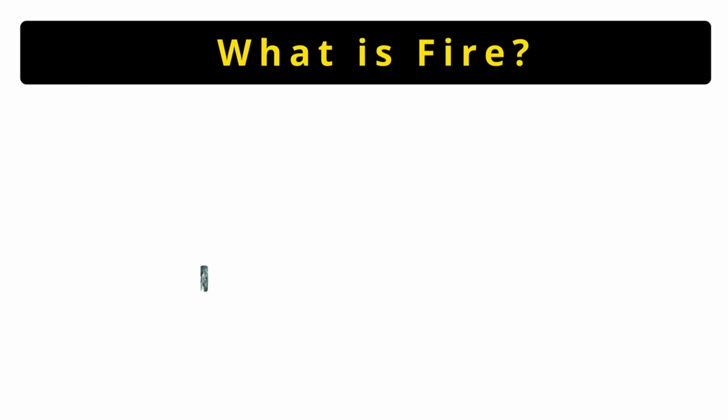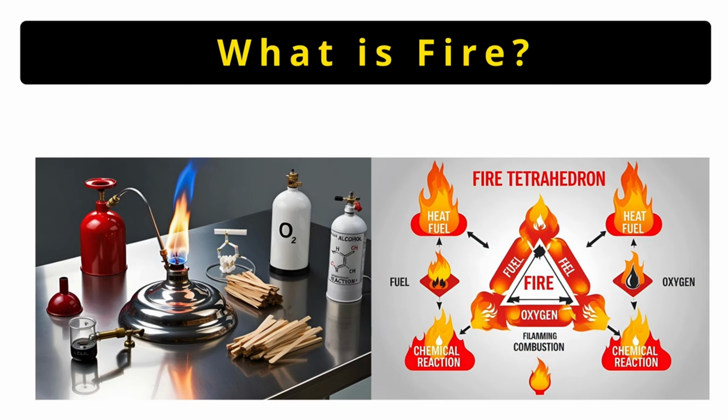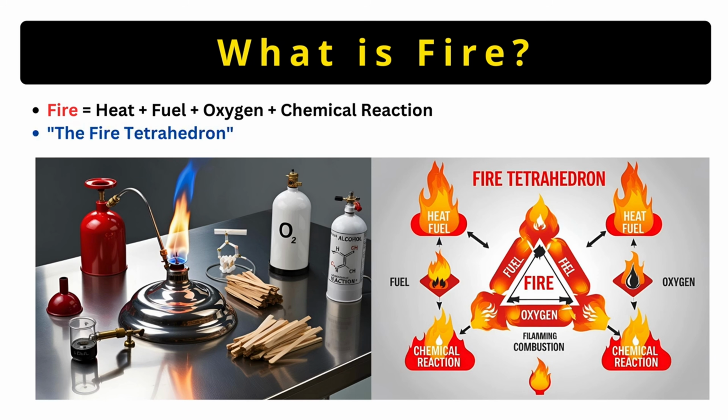Before diving into fire classification, let's quickly recap how fire works. Fire is a chemical reaction that requires four key elements: heat, fuel, oxygen, and an uninterrupted chemical chain reaction. This is known as the fire tetrahedron. Remove any one of these and the fire goes out. Now, depending on the fuel source, fires are categorized into different classes.